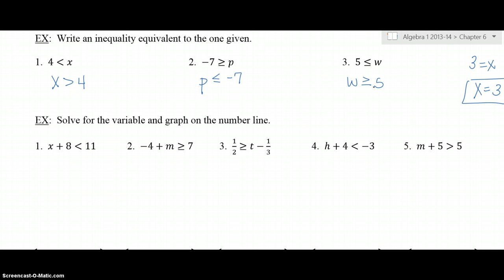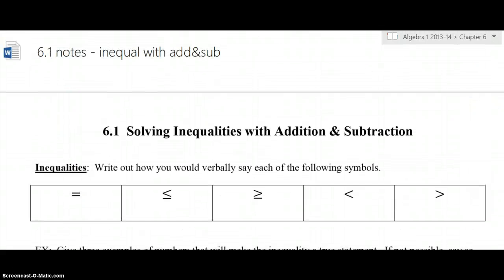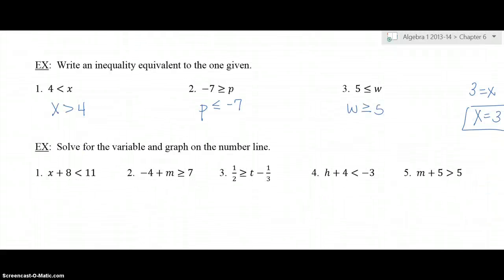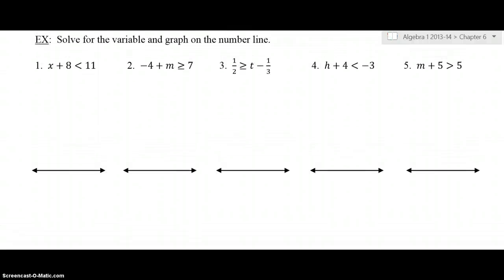Okay, so for the second section now, we are going to solve these inequalities. And the nice part about this is that this is a review of Chapter 3, Solving Equations. These are all going to be one-step equations. We're going to solve them the exact same way. Instead of having an equal sign, however, we're going to have an inequality. So for number 1, if we wanted to get x by itself, what would we do? Yeah, we're going to subtract 8, right? So if you subtract 8 from both sides, you get x is less than 3. So instead of an equal sign, you have a less than sign.